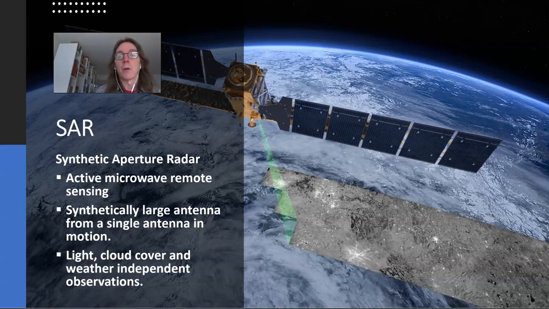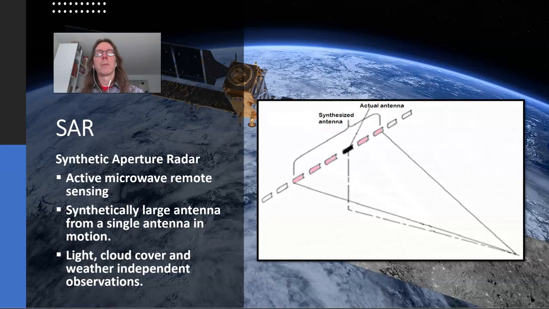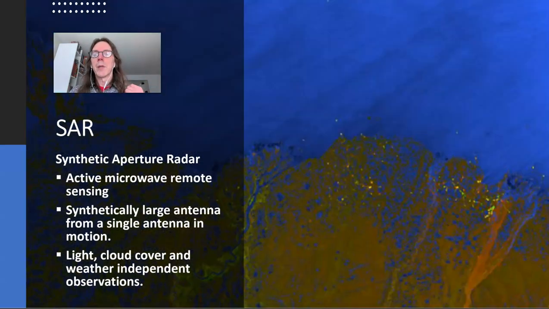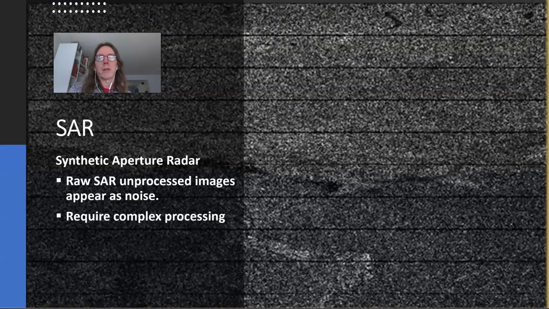Synthetic aperture radar, or SAR, is an active remote sensing technology using microwave radar with a synthetically large aperture derived from a receiver in motion to acquire imagery independent of lighting or weather conditions. However, due to its unique characteristics, the images don't look like the RGB image depicted here, but appear as noise like this, and specialized knowledge to interpret and complex processing techniques, both literally and figuratively, are required to utilize the data.